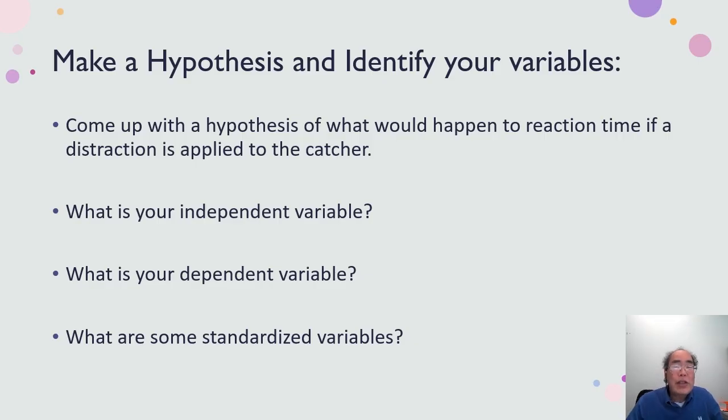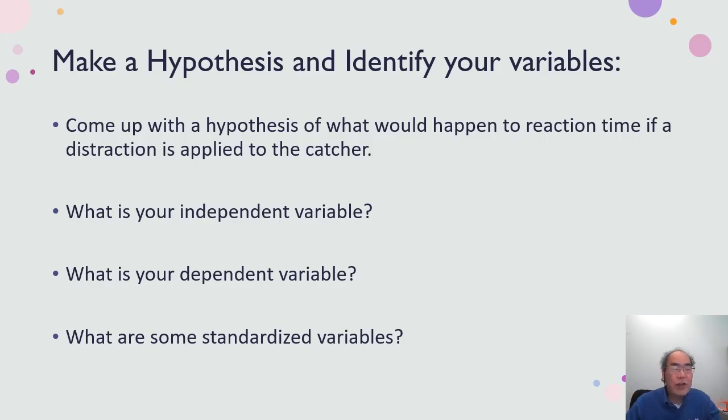Right? So you have to come up with hypotheses about what would happen to reaction time if a distraction is applied to the catcher. You get to choose your own distractions. So for instance, let's say counting back, saying the alphabet backwards. Okay, let's say that's your distraction. That will be your independent variable, whether or not you're reciting the alphabet backwards. The dependent variable is how far the ruler drops before you catch it. Okay, that is what you're measuring.